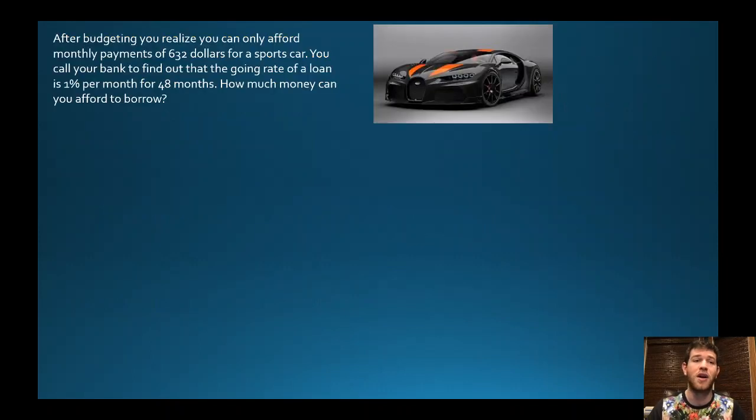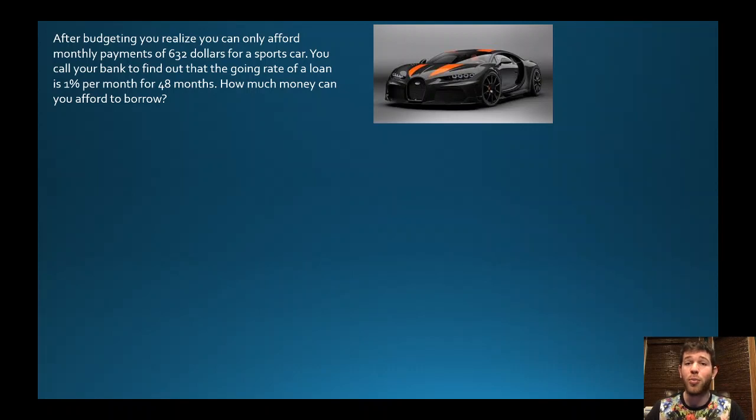Let's get started. The first problem: after budgeting, you realize you can only afford monthly payments of $632 for a sports car. You call your bank to find out that the going rate of a loan is 1% per month for 48 months. How much money can you afford to borrow? So we can only pay $632 per month, and we want to take out as much money as we can because we would love to have our dream car, but we have 48 months to pay it back, and this rate is going up 1% per month.